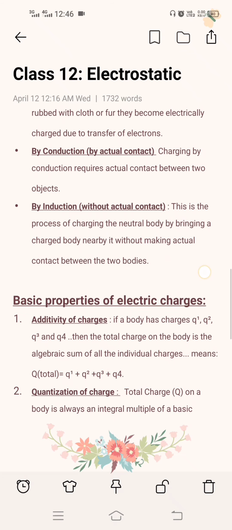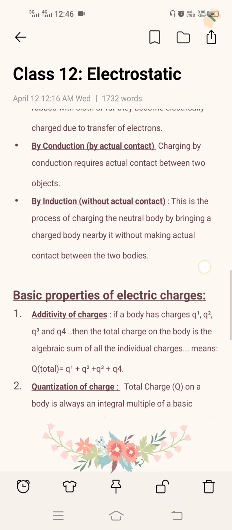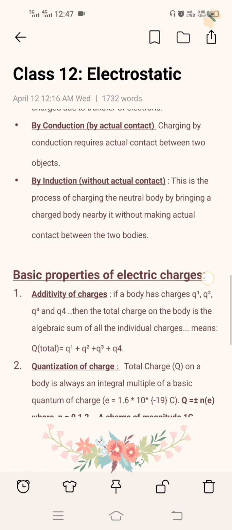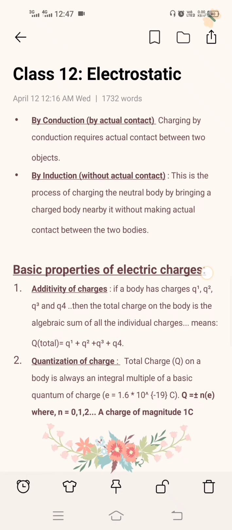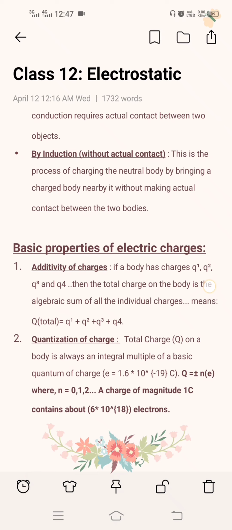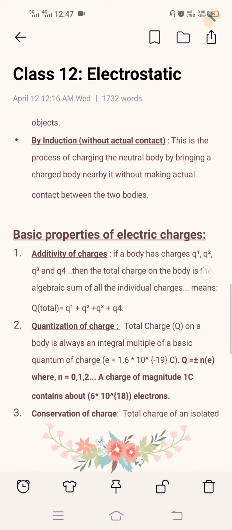And the second property is quantization of charge. The total charge Q on a body is always an integral multiple of the basic quantum of charge, and we can write Q is equal to plus or minus n e, where n is an integer. A charge of magnitude 1 coulomb contains 6 into 10 to the power 18 electrons.